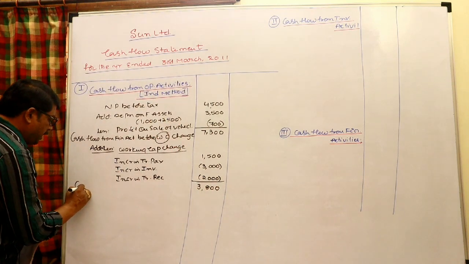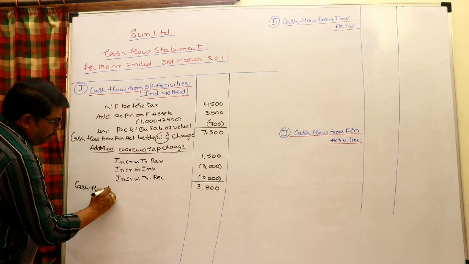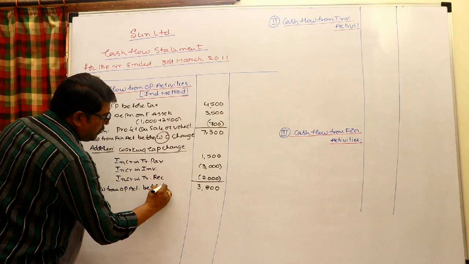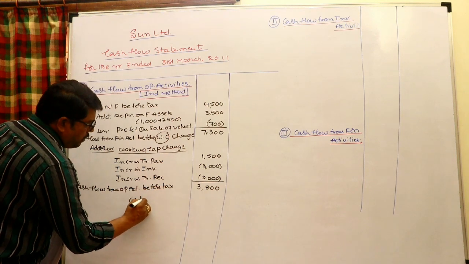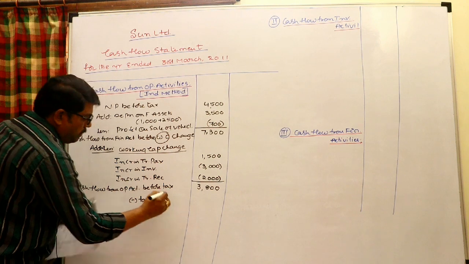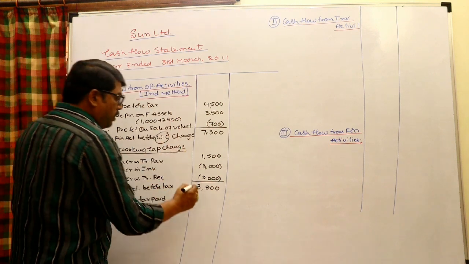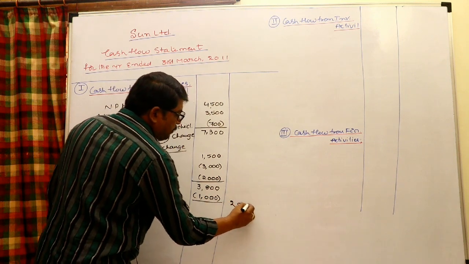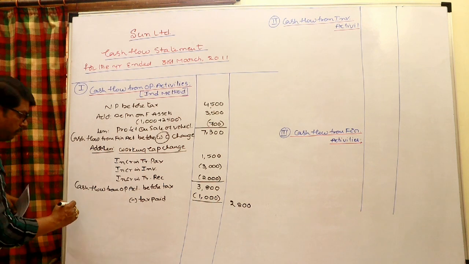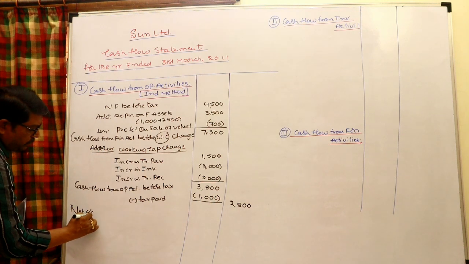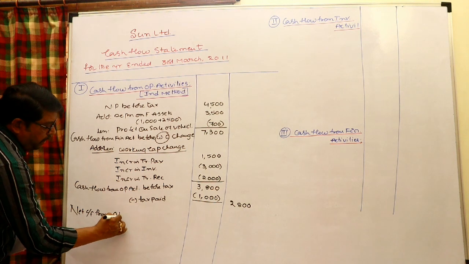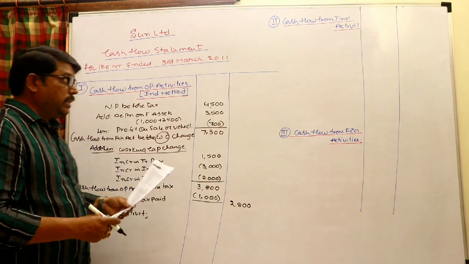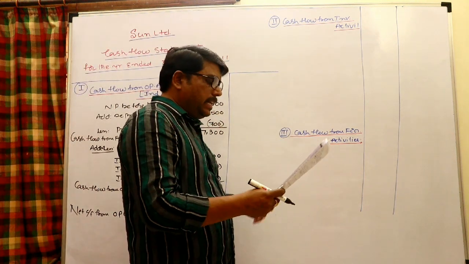This is what we can say is cash flow from operating activities before tax. Simply, out of this the tax paid should be deducted. It is 1000 rupees, through the provision for tax account we came to know. Write in the outer column net cash flow from operating activities 2800.